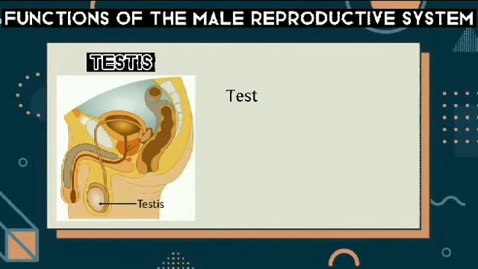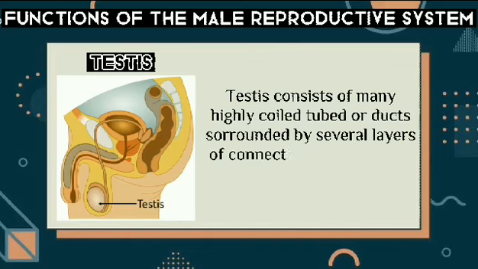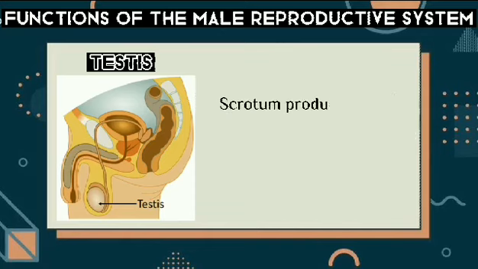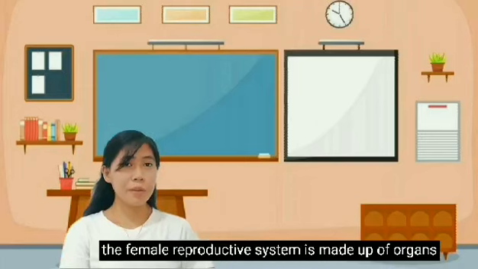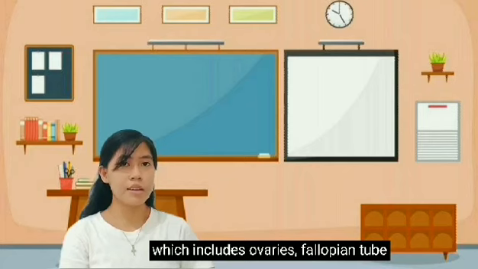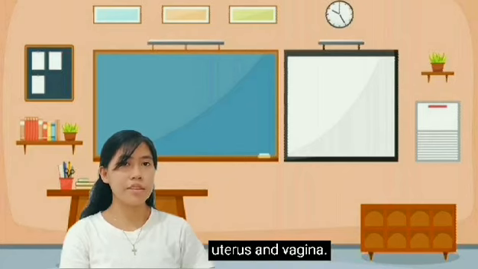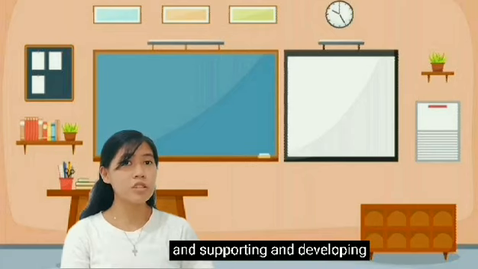Testes. The testes consist of many highly coiled tubes or ducts surrounded by several layers of connective tissues found inside the scrotal sac. The testes produce sperm cells and secrete the male sex hormones, androgen and testosterone. The female reproductive system is made up of organs which include the ovaries, fallopian tubes, uterus, and vagina. It is specifically responsible for producing egg cells and supporting a developing baby inside a mother's womb.